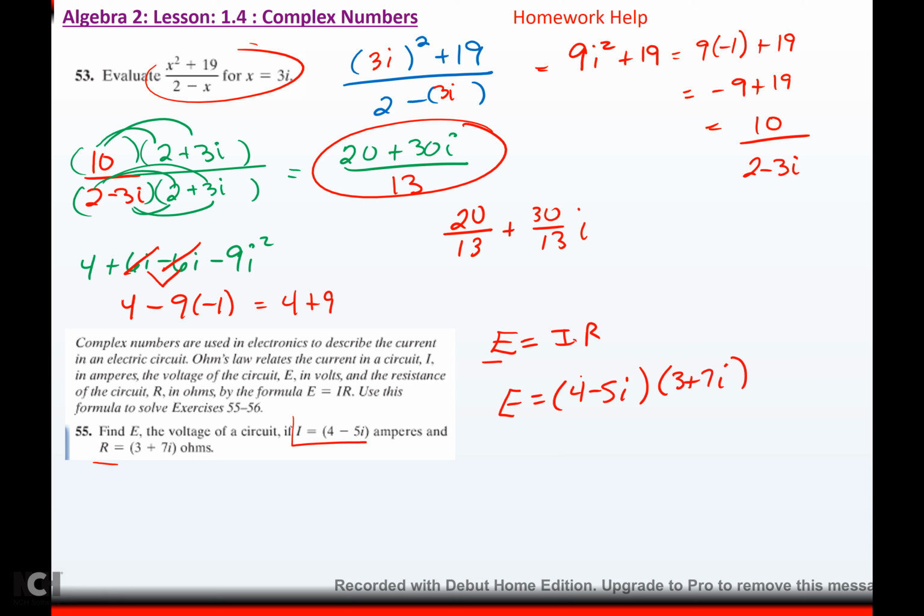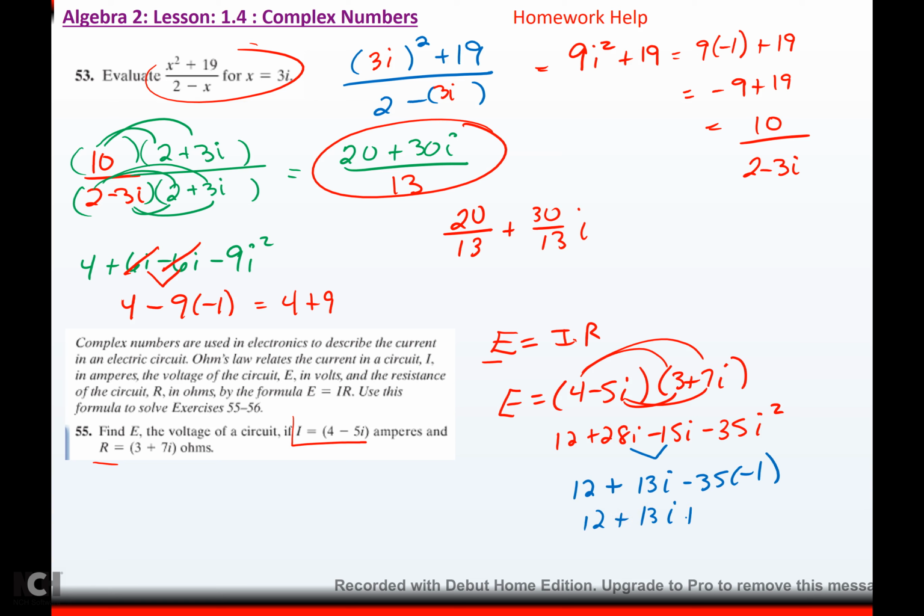Well, you're multiplying. So 4 times 3 is 12. 4 times 7i is 28i. Negative 5i times 3 is negative 15i. Negative 5i times 7i is negative 35i squared. Combine your i's and clean up your i squared. I get 12 plus 13i minus 35 times negative 1. That gives me 12 plus 13i plus 35, which gives me 47 plus 13i. That would be my voltage.